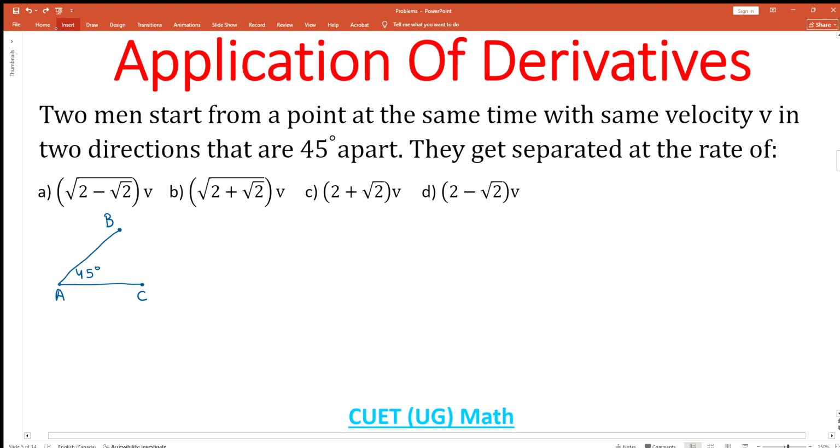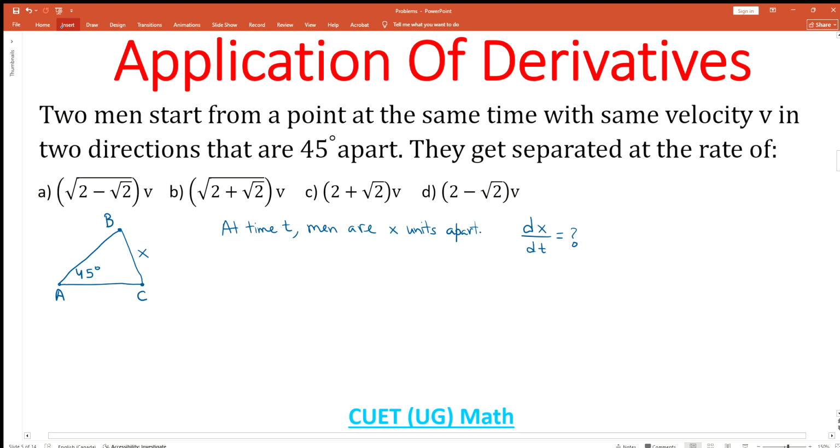Let's assume at time t, the two men are x units apart. That means the distance from B to C is x. We have to find the rate at which the two men are getting separated. That means we have to find the value of dx over dt. We have to analyze triangle ABC to find dx over dt.